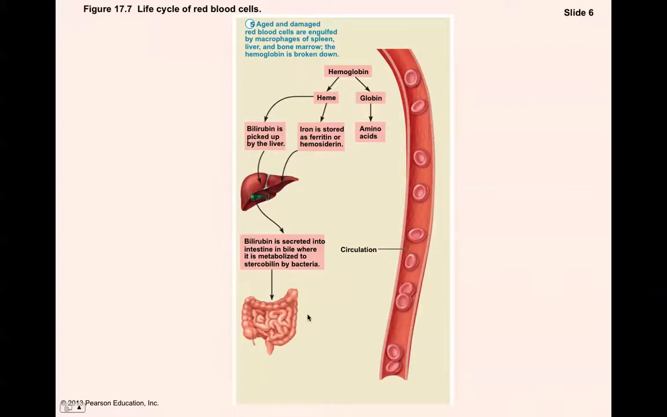If you have little kids, they might ask you, why is poop brown and why is urine, or whatever they call it, pee-pee, yellow? And it has to do with this pigment bilirubin.